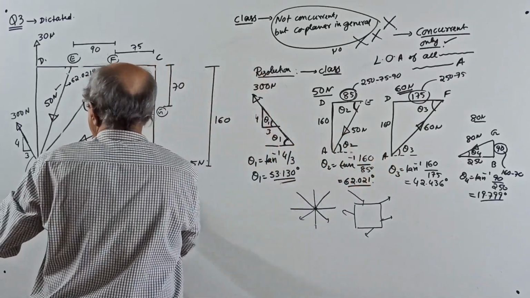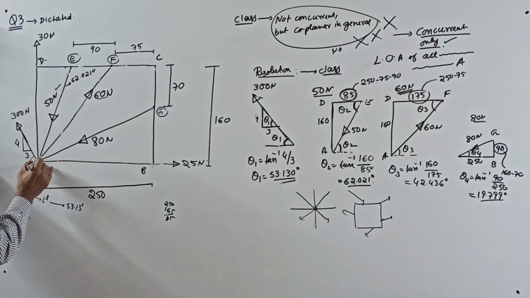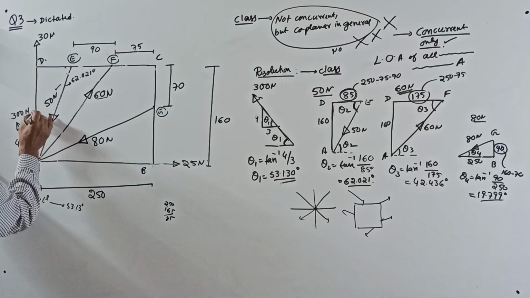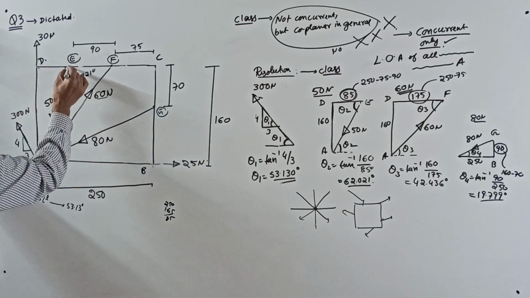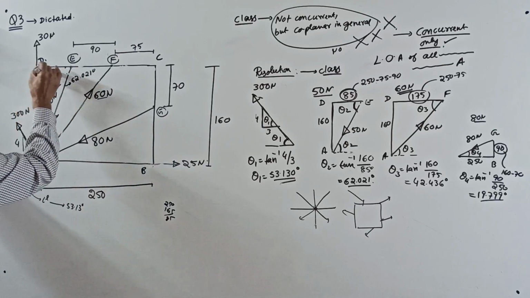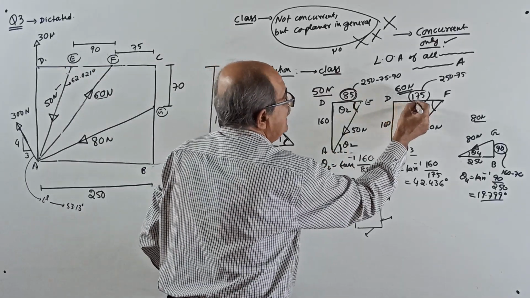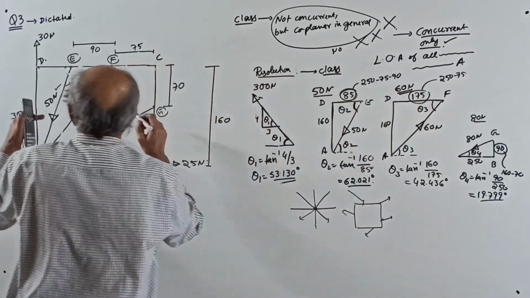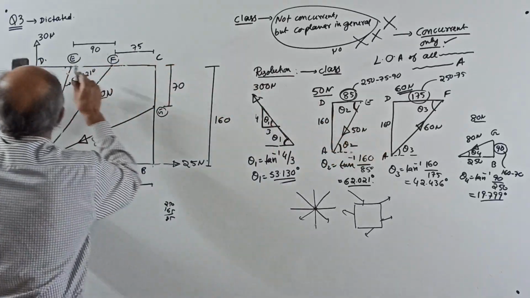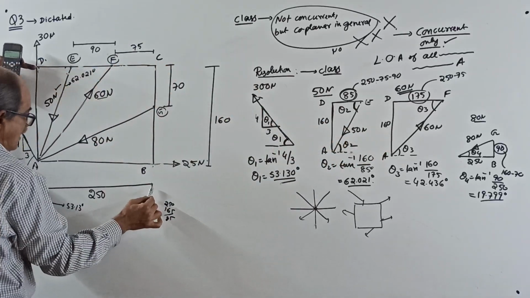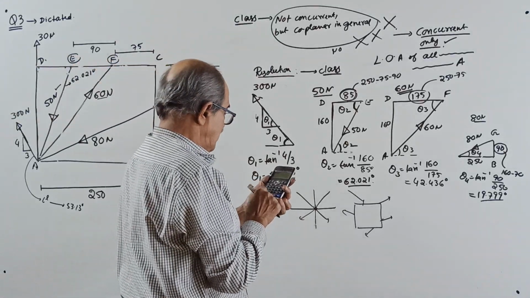It is passing through A and goes to F. For the previous force you considered triangle ADE. Now consider ADF. This side we want. How to get that side? AD is 160, already known. Here to here, very simple, from 250 subtract 75. 250 minus 75 is 175.